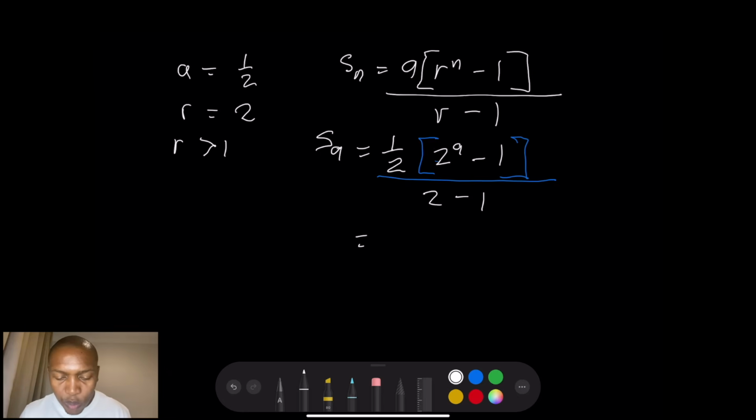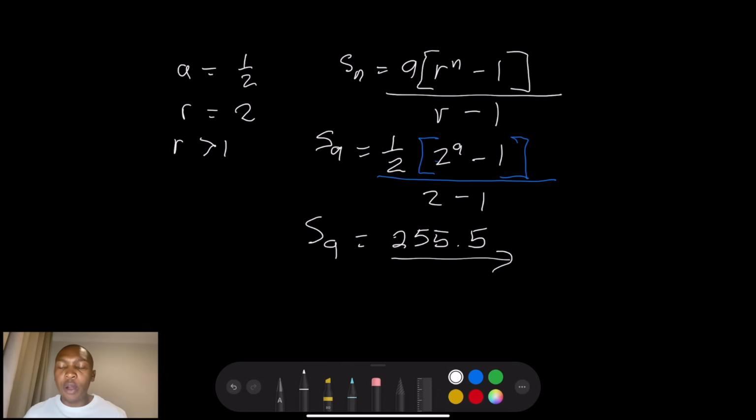So this is going to be 1 over 2, multiplied by 2 to the power 9 minus 1. All right, 2 minus 1 is 1. So that gives me a value of 255.5. So the sum of the first 9 terms is going to be 255.5. All right, you can please verify that for me and just make sure that we are all on the same page. And essentially, that is how we would get our answer.